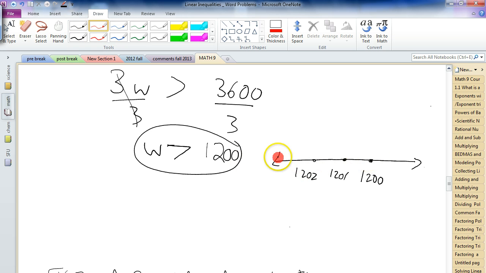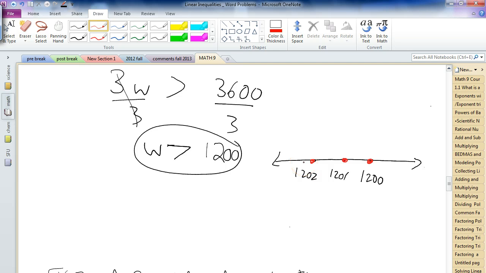And since it can't be those, you would just say that anything greater than that will be the acceptable number of widgets sold. I'm not going to fill in this circle, because if I filled it in, then I'm saying that I could sell 1,200.2 widgets if I put the line right there. That's not true. I can only sell a whole number of widgets. So instead of drawing a line, I just shade in the whole numbers that are greater than 1,200.